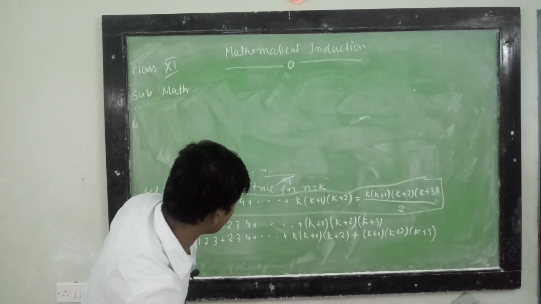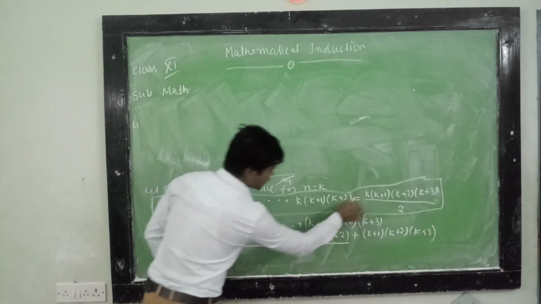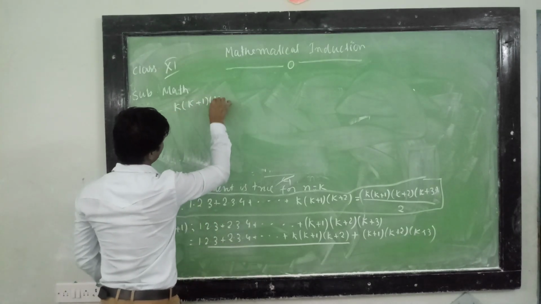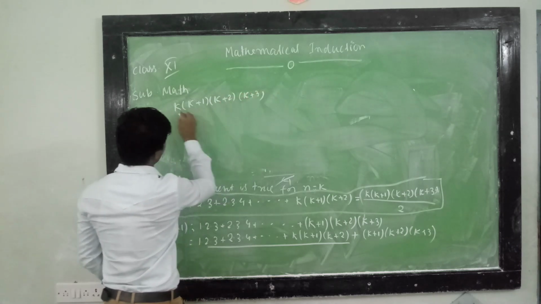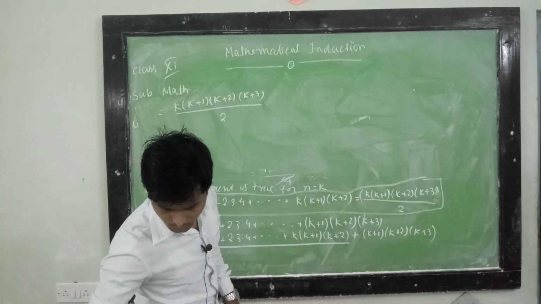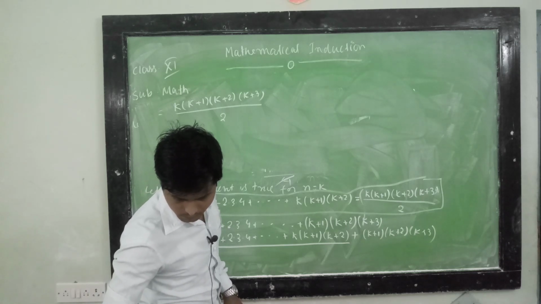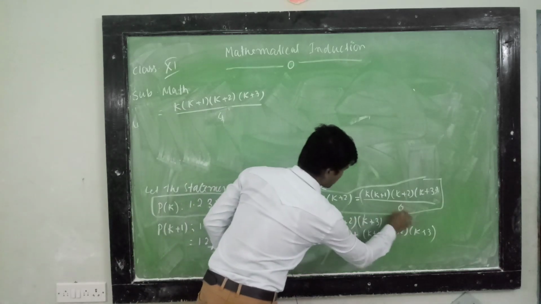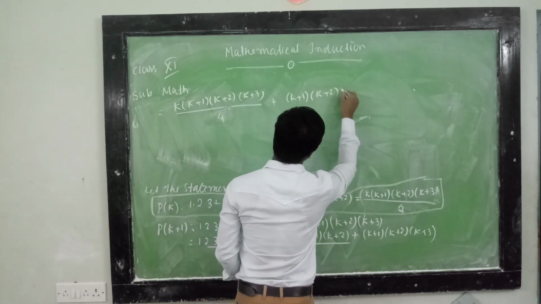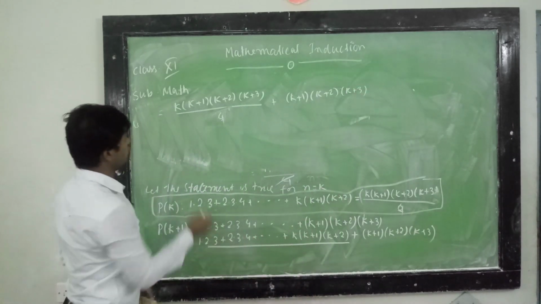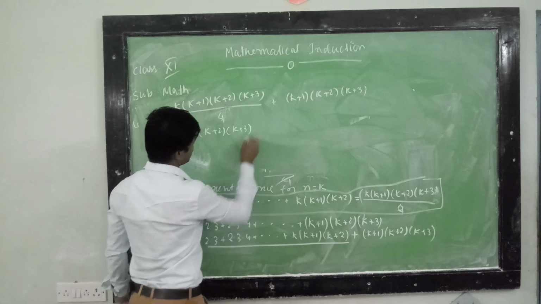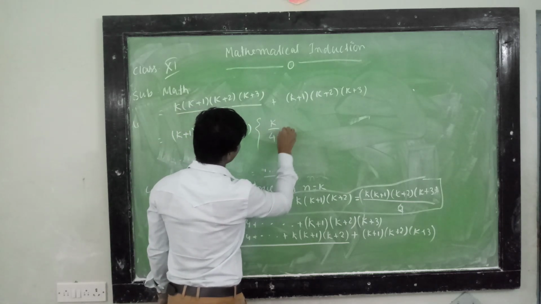Now the value of the expression up to this is known. This is equal to this expression. So in place of this we can put k into (k plus 1)(k plus 2)(k plus 3) by 4, plus (k plus 1)(k plus 2)(k plus 3). Now from these two expressions we can take (k plus 1)(k plus 2)(k plus 3) common. If I take this common, it will be k by 4 plus 1.